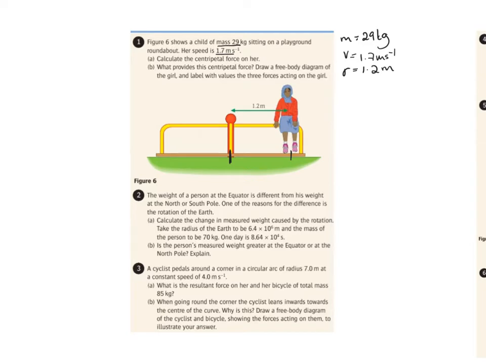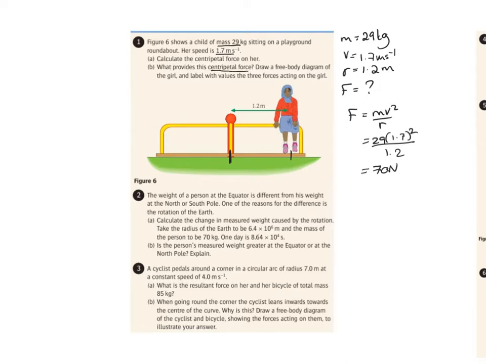So you know that you have to calculate the centripetal force. And if you look at your formula booklets, m, v and r are related to F in this equation. You simply place the numbers in. Be careful not to forget the square power as well. So that will give you about 17 newtons. For part B, it says, what provides the centripetal force?